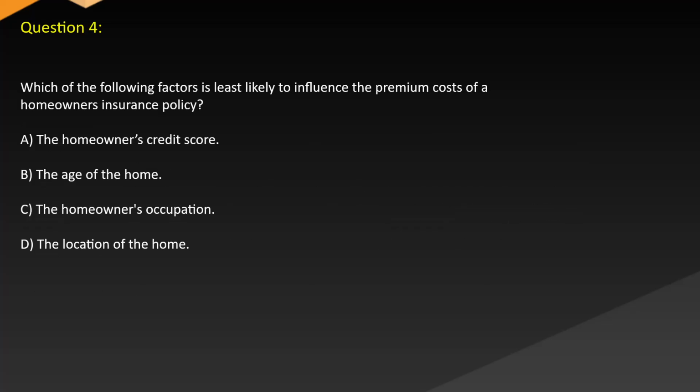Question 4. Which of the following factors is least likely to influence the premium costs of a homeowner's insurance policy? A. The homeowner's credit score. B. The age of the home. C. The homeowner's occupation. D. The location of the home.